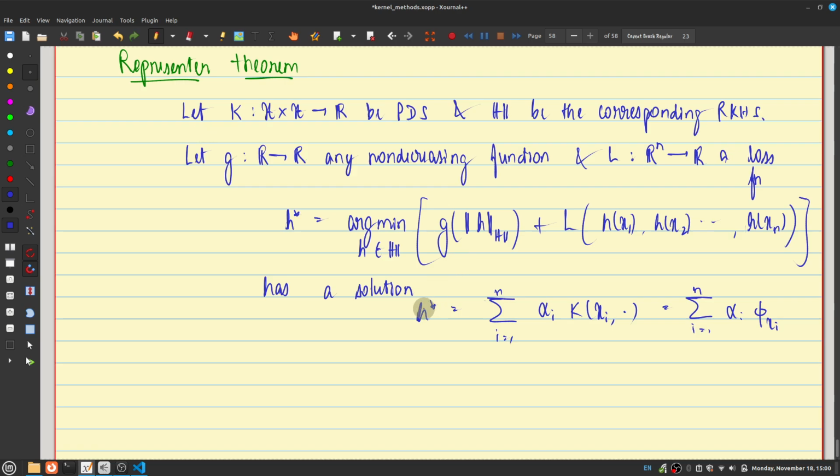I mean, all I'm saying is that the solution is essentially a linear combination of k of xi, which is what we have in the kernel SVM problem. For the kernel SVM problem, essentially what this theorem says is that the optimizing h star is a linear combination of the support vectors. That's it. But more generally, even if I have a regression problem, the solution to my kernel regression problem is again going to be a linear combination of the k of xi's, where the xi's are the data points from the training set.